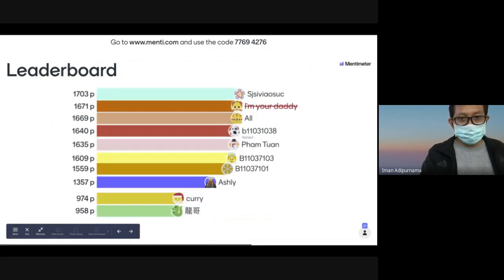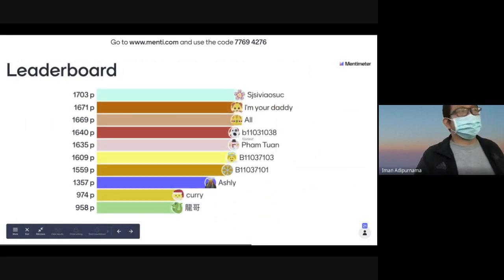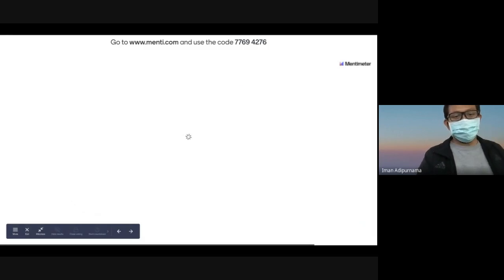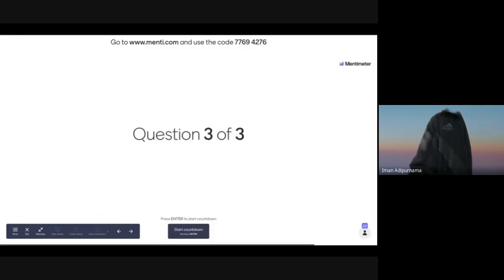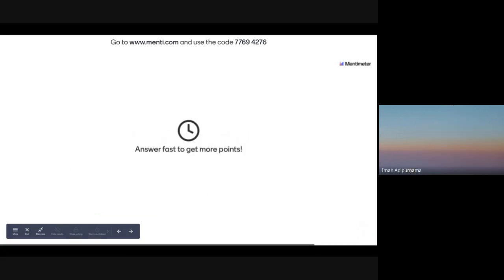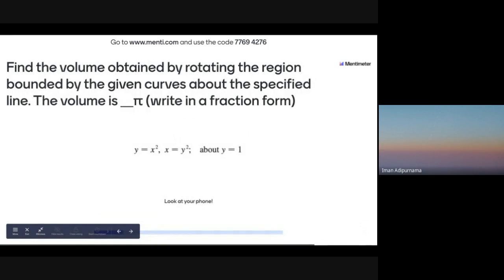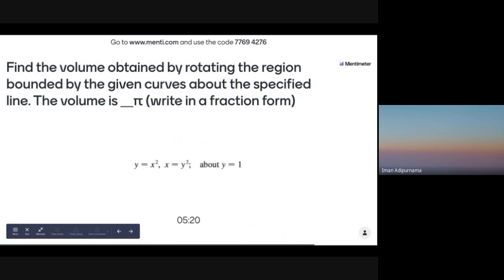Okay, I cannot spell that name. Okay, let's do the last one. Three, two, one. Let's start. So you need to write the result in fraction form. No need to write pi. I'll give you 5 minutes.